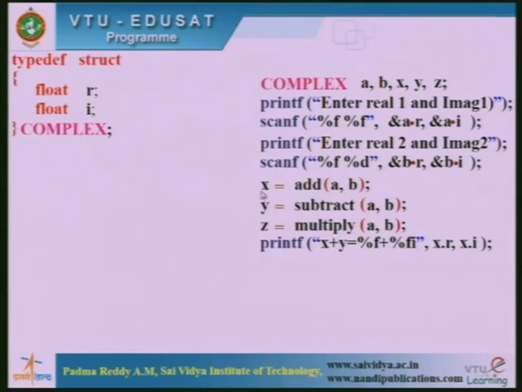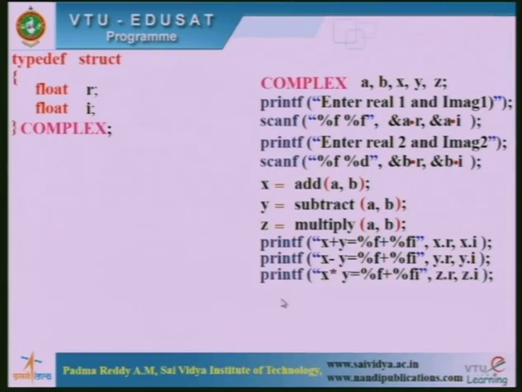The real part is available in x dot r, and the imaginary part is available in x dot i. So here we get the result in the form a plus ib. Now what about a minus b? I can write on similar lines: printf x minus y is equal to percentage f plus percentage f, with y dot r and y dot i. And similarly, to display z, we write printf x star y is equal to percentage f plus percentage f i, with z dot r and z dot i.